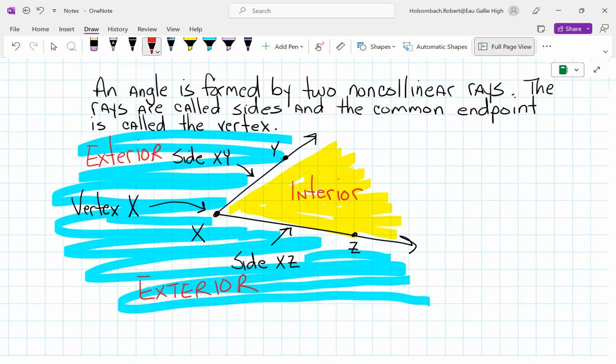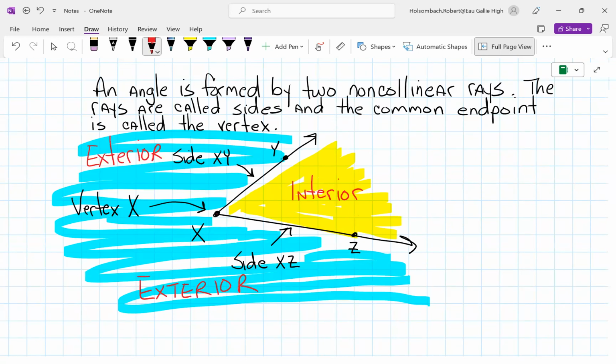Point X is the vertex. Point Y is neither in the interior or exterior. It's on the side of the angle. Point Z is on the side of the angle. All right, so those are some different terms that you need to know about angles.